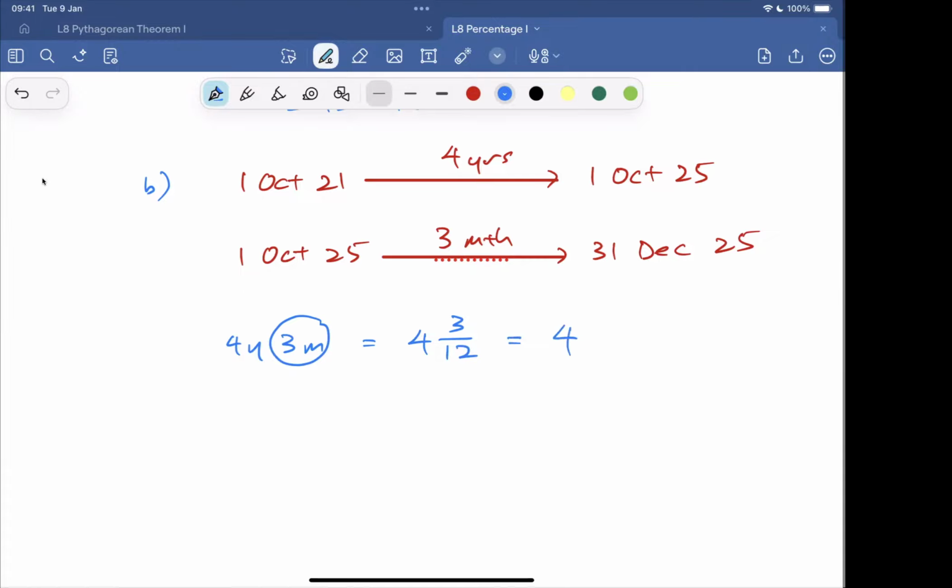So you get four wholes. And can you simplify this for me? 1/4. 4 and 1/4. Now you understand? Yeah. So 3 months is 1/4 of a year. What about 6 months? 6 months is 4 and 2/4.